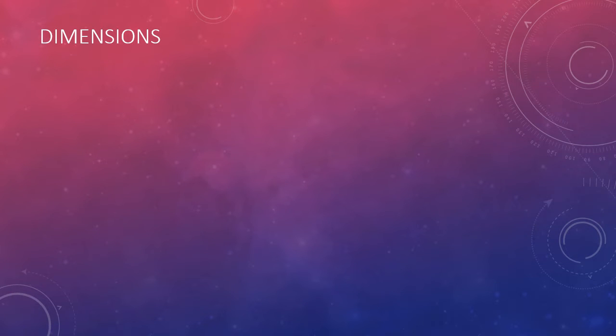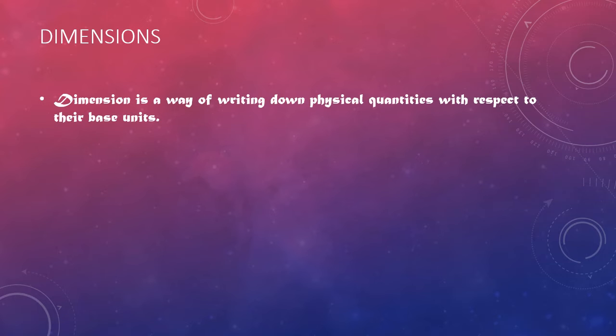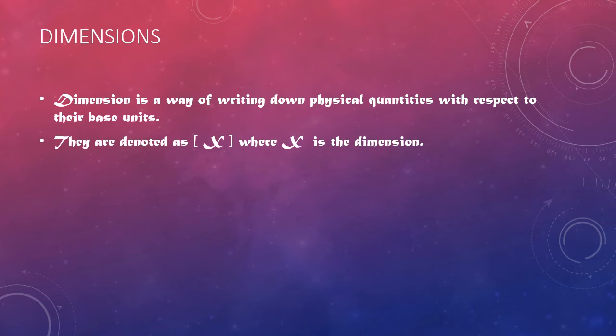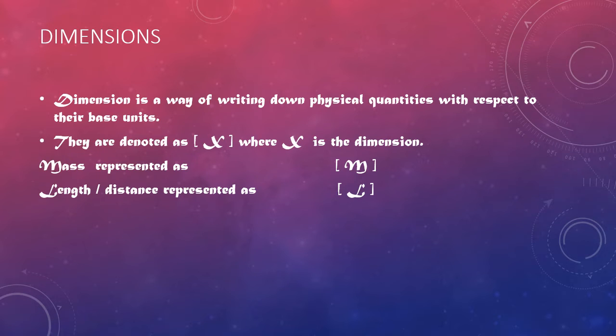Now let's get into dimensions. Take note, dimensions are different from base quantities. A dimension is a way of writing down physical quantities with respect to their base units. Hence they are written with square brackets, where x there represents the quantity. So for mass, the dimension is written in brackets as capital M. Take note. Length or distance is represented as capital L.